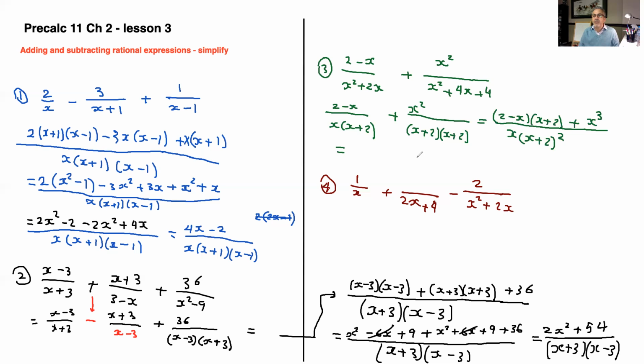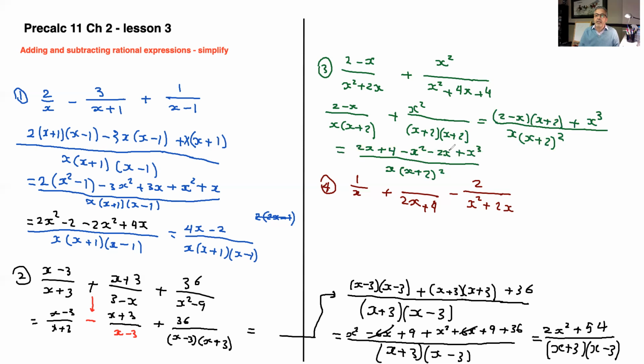which equals, I'm going to start foiling this. It's the difference of squares again, but I'll go through it. So 2 times x is 2x. 2 times 2 is plus 4. Negative x times x is negative x squared. Negative x times positive 2 is negative 2x. Still plus x cubed all over x and x plus 2 squared.